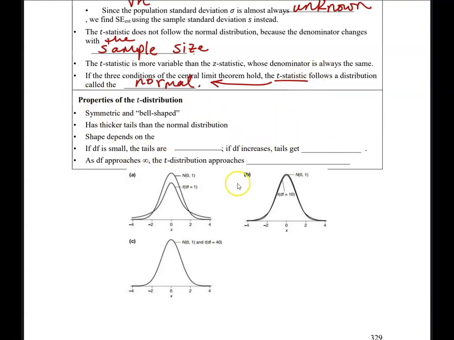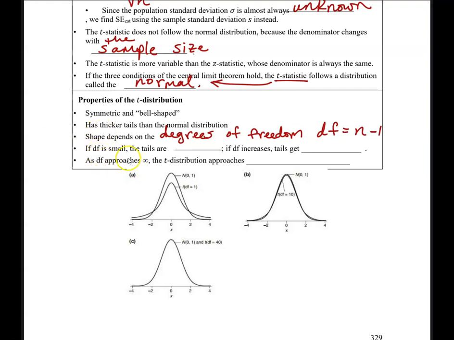A couple other properties about that t-distribution. Like I said, it's definitely symmetric and bell-shaped. The tails are always a little bit thicker than the normal distribution. The shape depends on what's called the degrees of freedom, which we might abbreviate as df. And df is computed by doing n minus 1, so taking the sample size and just subtracting 1.